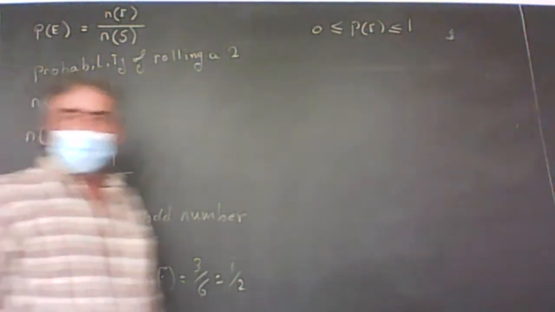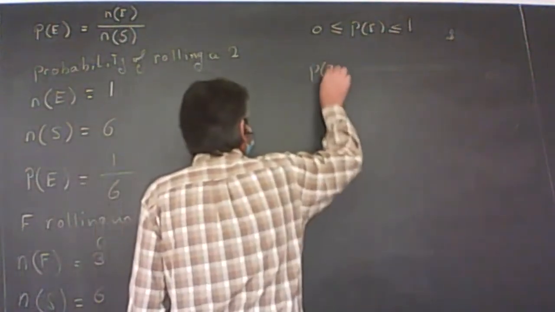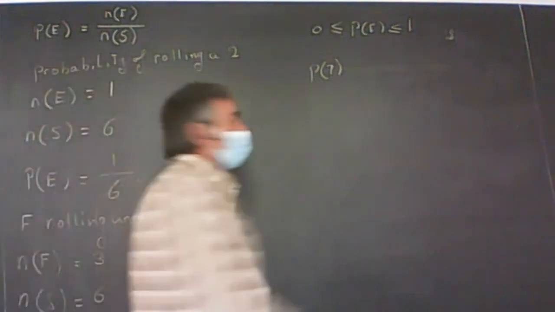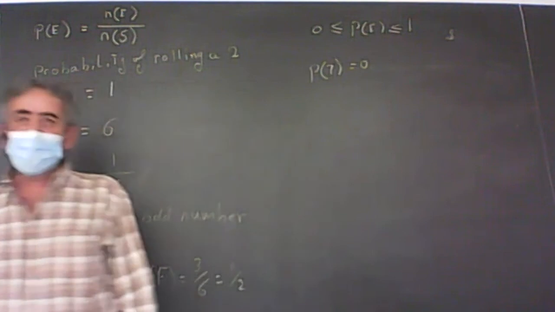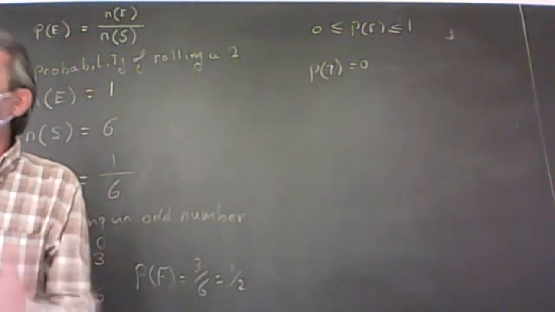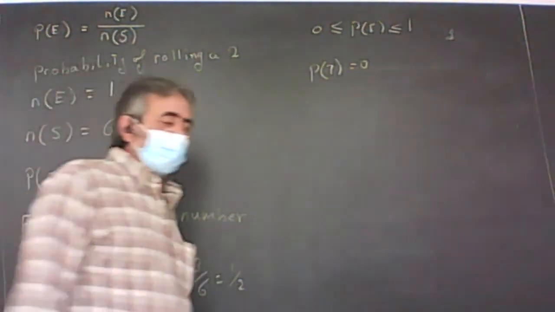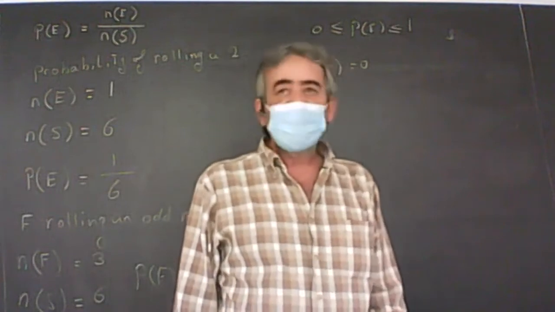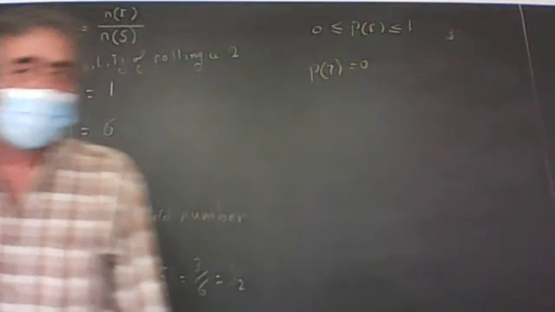How could it be 0? Let's say we roll a 6-sided die. What's the probability of getting a 7? 0. Yes? The probability of getting a 7 is 0. So it could be 0, but it couldn't be less than 0. So if your answer for a probability came out negative, you know it is wrong. Or if it came out to be more than 1, you know it's wrong.